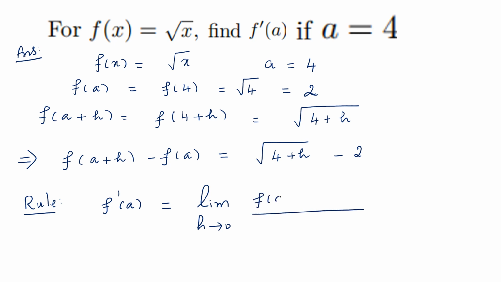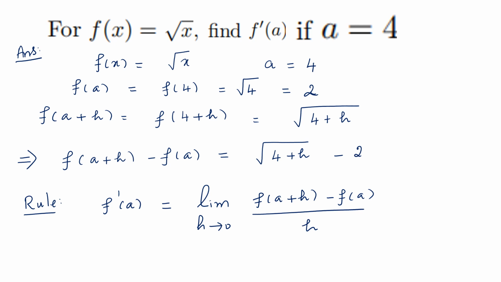F of a plus h minus f of a over h. Now all the values you can replace. f dash of a can be written as f dash of 4. f of a plus h minus f of a, which is equal to square root of 4 plus h minus 2.